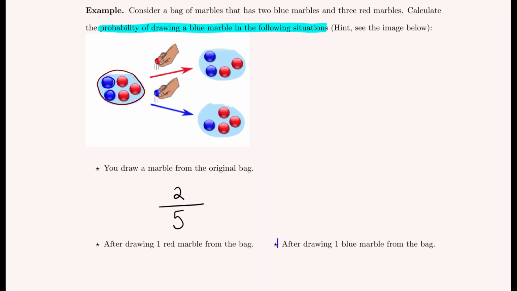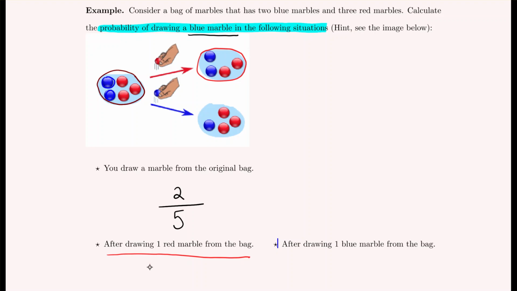Next, we're asked, again, what is the probability of drawing a blue marble after we've drawn 1 red marble from the bag? So what's happened is we had our original bag, we took out 1 of the red marbles, and now this is what remains in the bag. So 1 of the 3 red marbles is gone, therefore we only have 4 marbles left in the bag, and it consists of 2 blues and 2 reds.